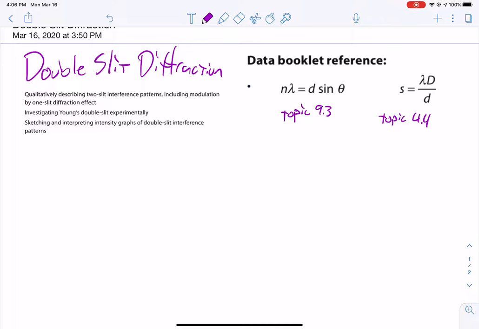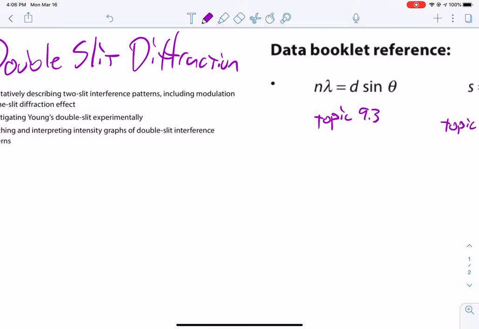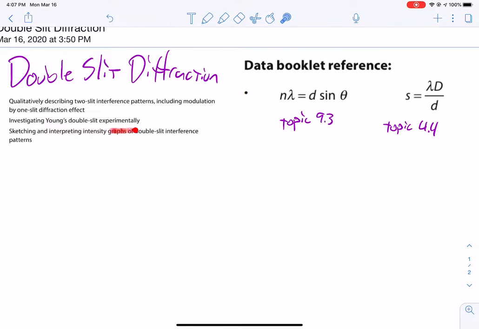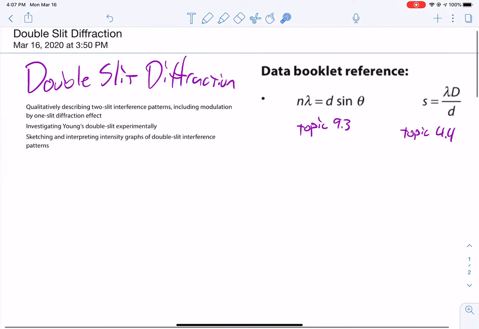Now, if you recall the other day, what we're covering today is double slit diffraction. We are looking at two slit interference problems, including modulation by the one slit diffraction effect. We're going to look at how double slit and single slit work together, talk about Young's double slit experiment, and sketch and interpret intensity graphs of double slit interference patterns. You can see the two equations over here on the right.